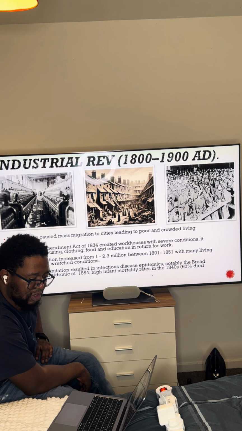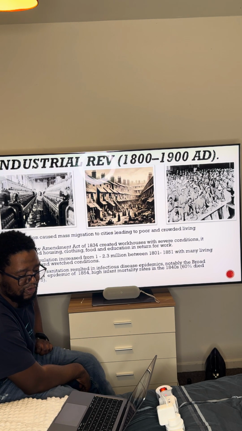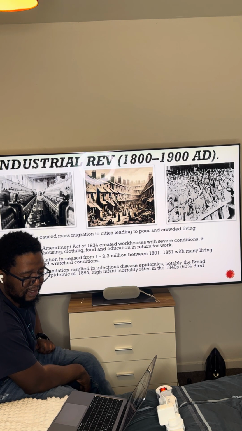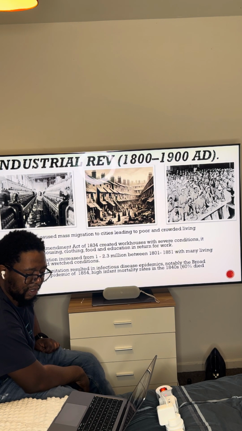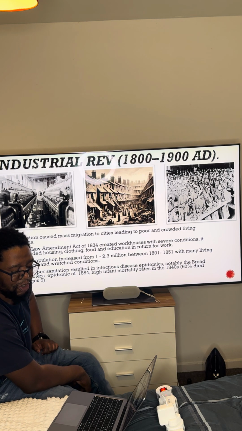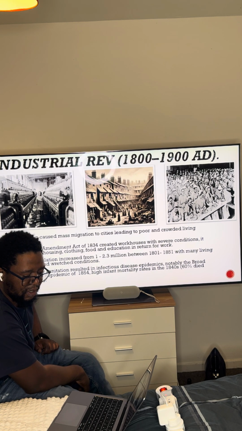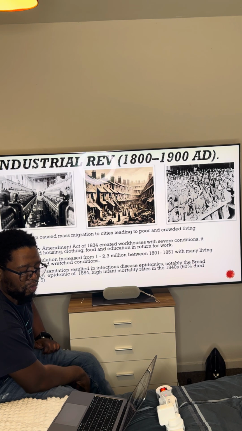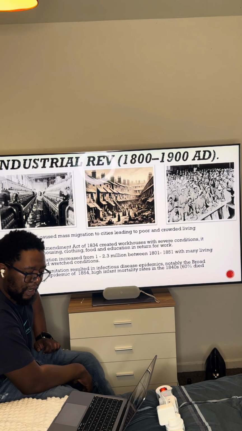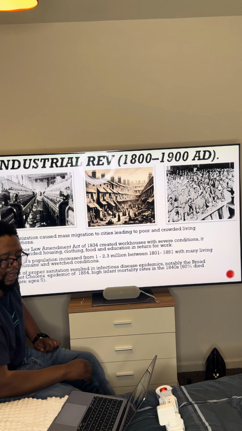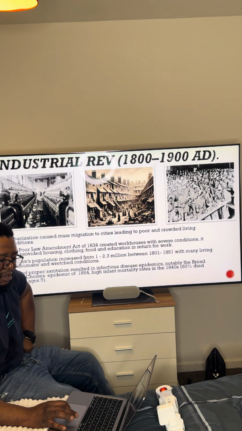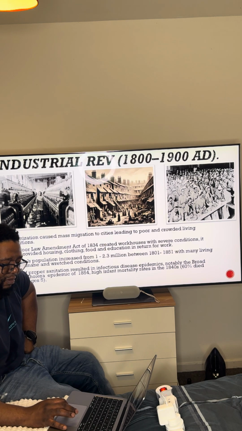Industrial Revolution of 1800 to 1900. Urbanization resulted in mass migration to the cities, resulting in overcrowding. The Poor Law Amendment of 1834 created workhouses with severe conditions. It also provided housing, clothing, food, and education in return for work. London's population rose from 1 to 2.3 million between 1801 and 1851, with poor, inhumane living conditions. Lack of proper sanitation resulted in disease and epidemics.